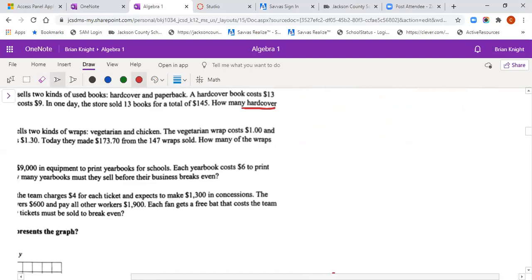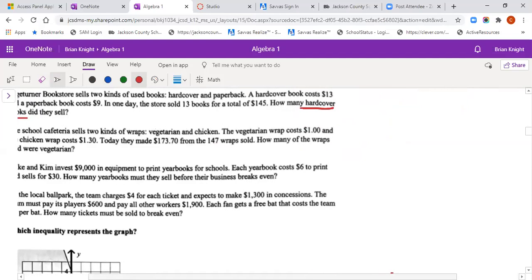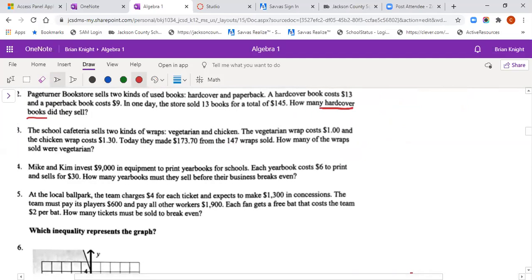13. What are we selling on 13? Vegetarian wraps. Two kinds of wraps. You got vegetarian and chicken. The vegetarian wrap costs $1 and the chicken wrap costs $1.30. Today they made $173.70 from 147 wraps sold. How many of the wraps sold were vegetarian?